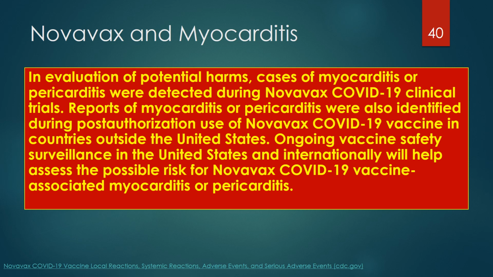This statement is from the CDC. In evaluation of potential harms, cases of myocarditis or pericarditis were detected during Novavax COVID-19 clinical trials. Reports of myocarditis or pericarditis were also identified during post-authorization use of Novavax COVID-19 vaccine in countries outside the United States. Ongoing vaccine safety surveillance in the United States and internationally will help assess the possible risk for Novavax COVID-19 vaccine-associated myocarditis or pericarditis.